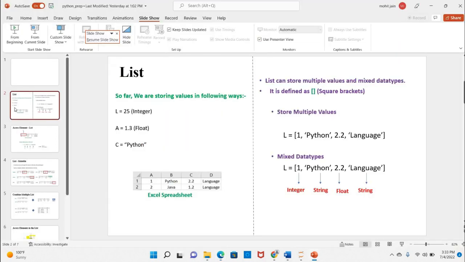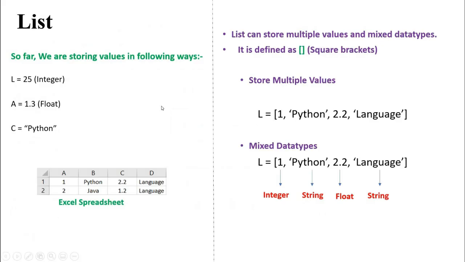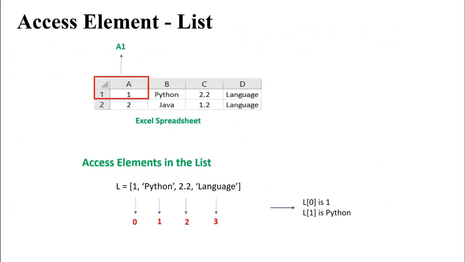Let me go back to my PowerPoint. The concept is very simple. For example, on the top is an Excel spreadsheet with 2 rows and 4 columns. In order to know which cell the value 1 is present in, we can say column A and row 1, so A1. The value present in cell A1 is equal to 1. Here A is the column and the row is 1.